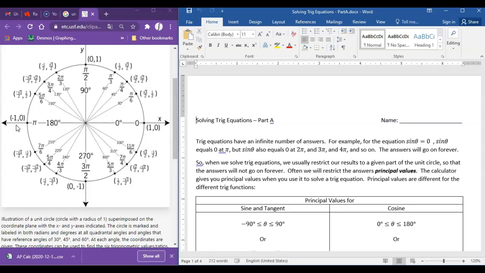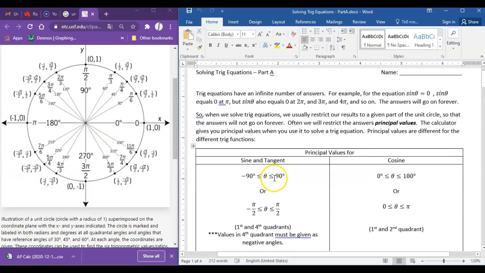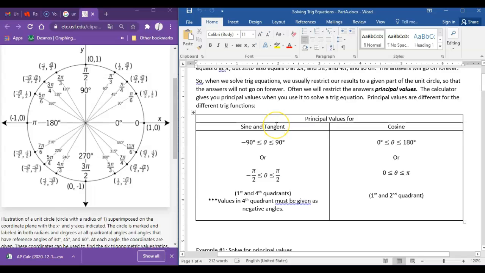So principal values are different depending on which function you're dealing with. If you are dealing with sine and tangent, then it's going to be negative 90 degrees to positive 90 degrees, or negative pi over 2 to positive pi over 2. And we're going to try to work mostly with radians to get ourselves more familiar with those radians. This is the first and the fourth quadrant, but be careful because it's from negative 90 to positive 90. Values that fall in this fourth quadrant here have to be given as negative angles. For example, you would not say 330 degrees. You would say negative 30 degrees instead.